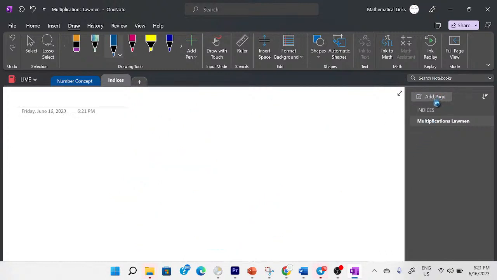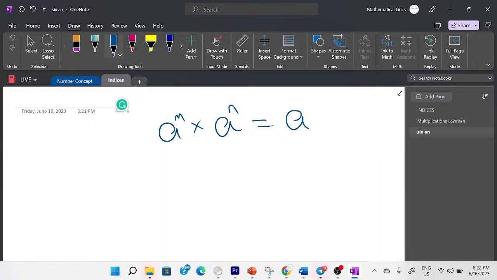So in summary, your multiplication law of indices could come in 3 different forms. So you could have a to the power of m times a to the power of n. So you have 2 indices separated by a sign of multiplication. Then what you will do is that you pick one of the bases and you add the powers. So this is the first category regarding multiplication law of indices.